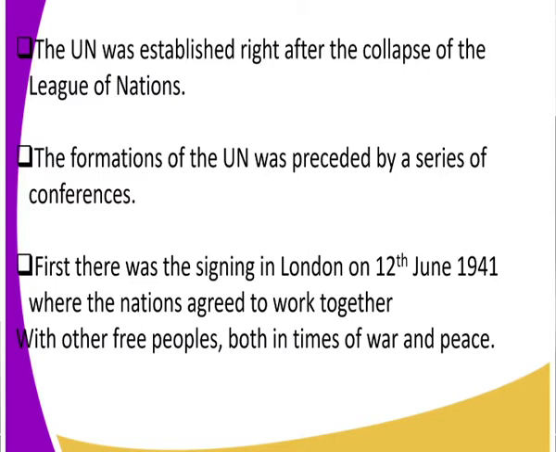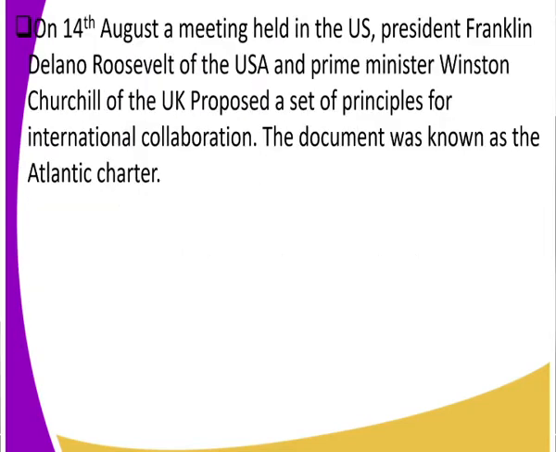And also, another conference, on the 14th August, a meeting was held in the US between the President Franklin Delano Roosevelt of the USA and the Prime Minister Winston Churchill of the UK, whereby they set the principles of international cooperation. That document was known as the Atlantic Charter. Why did they call it the Atlantic Charter?